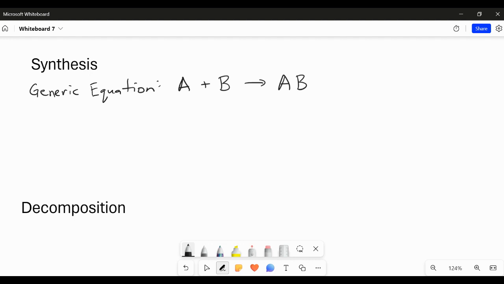So we can see on our reactant side, that's our left side, that we have two different substances. And after our reaction, following the arrow, we have one substance that has combined both of the original reactants into one new compound. So, generally speaking, you're going to be starting with two substances and ending with a new compound.